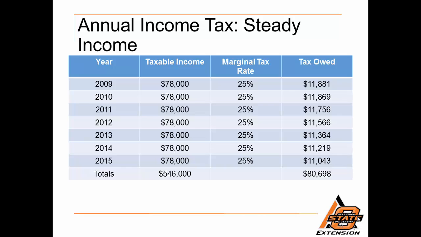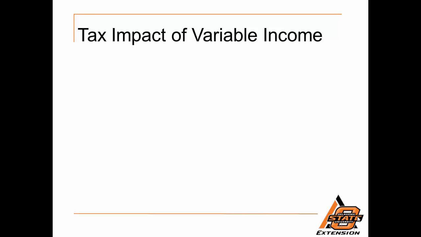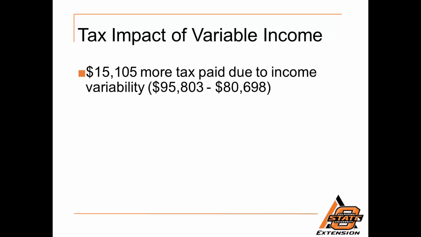If we have steady income, here's the ultimate in tax management. Not easily done, but if we can manage our taxes to stay in the same marginal tax rate, it does help. So this is the extreme. I'm taking 2009 through 2015 again, $546,000 of total taxable income. By managing our taxes over that period of time so that we stay in a 25% bracket, our tax owed here is $80,698. So what's the impact? We pay $15,000 more if we have income variability. So remember, the high was $95,800 versus $80,000, almost $15,000.